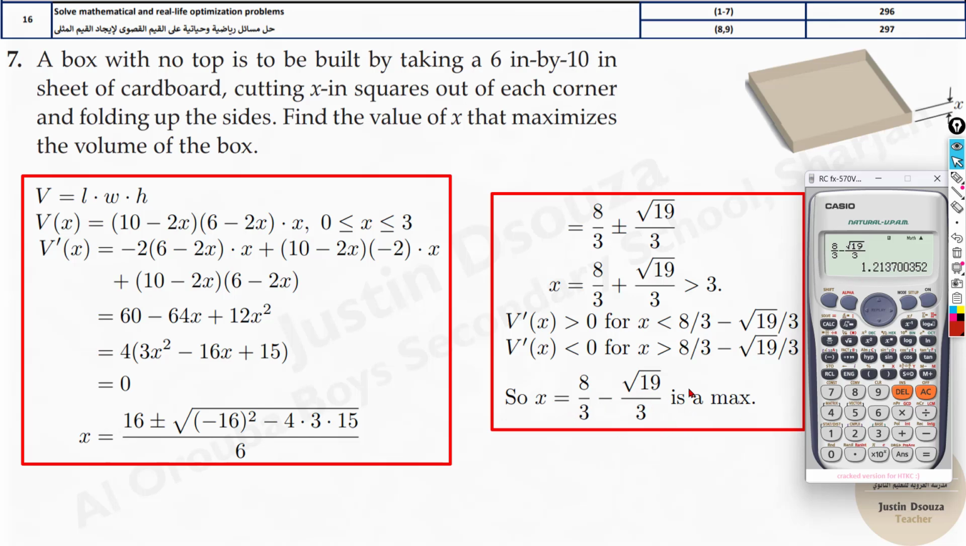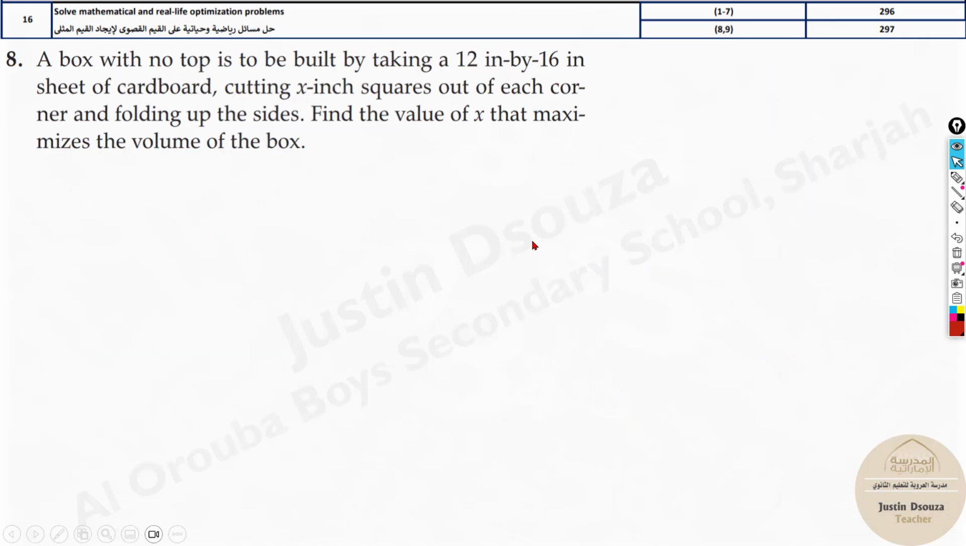So x should be 1.21 to be maximum. That's how we do it. Now, this is again the same problem. We just now solved it, right?